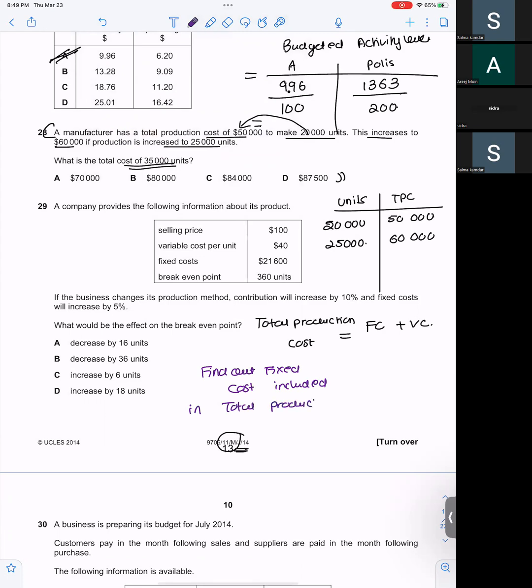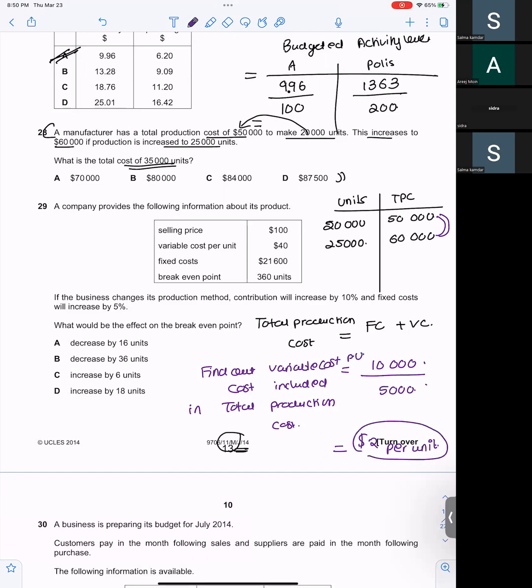It is change in cost upon change in units. What is the change in cost? 10,000. What is the change in units? 5,000. So change in cost divided by change in units will give you 2. So it is $2 per unit. I have not calculated the fixed cost, I have calculated the variable cost. Variable cost per unit is $2 per unit.